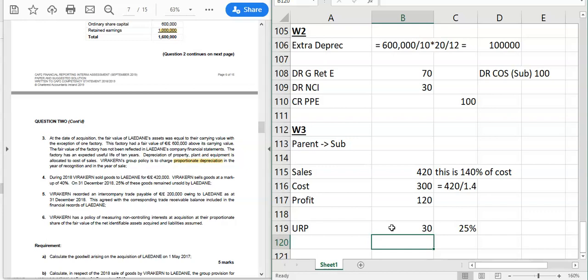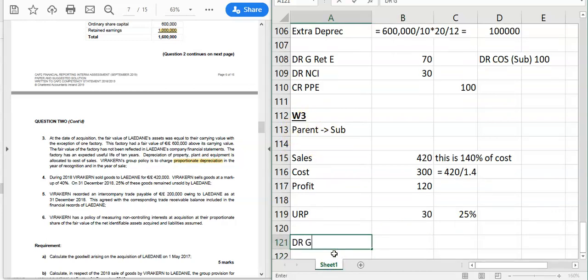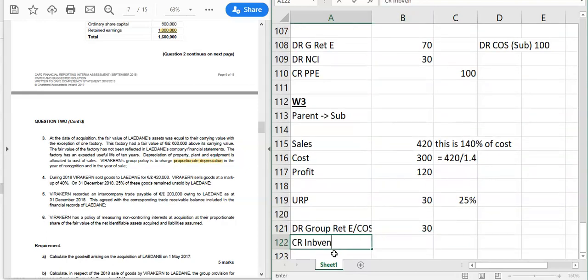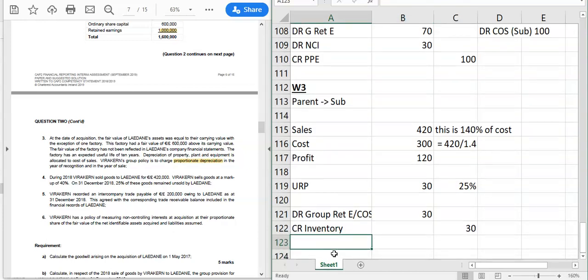And the debits and credits here, be careful now. This is unrealized profit in the parent. So that's why direction is important. So you're going to debit group retained earnings. Now technically you're also debiting cost of sales, so either of those are fine, 30. And you're going to credit inventory 30. So you're not asked for the debits and credits, but it's no harm to practice them.